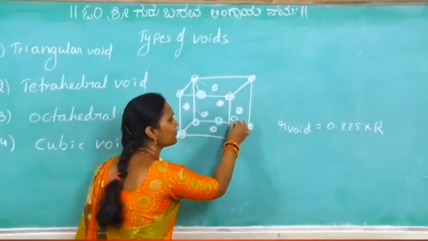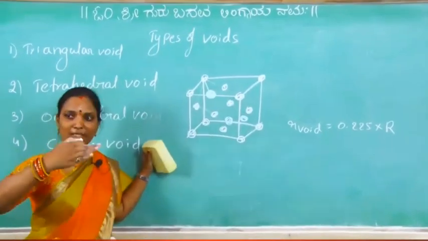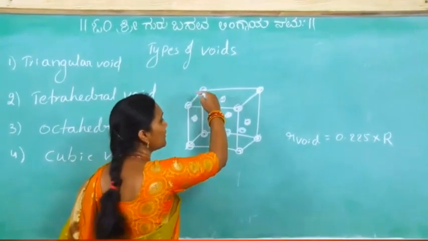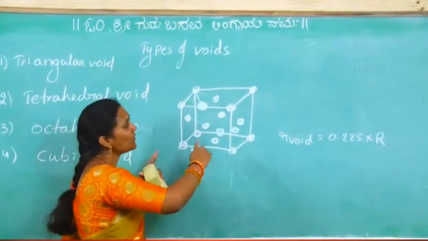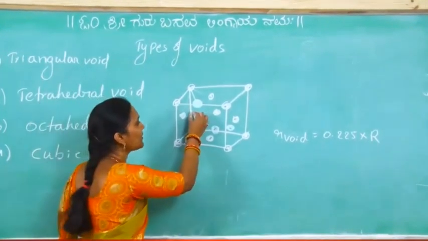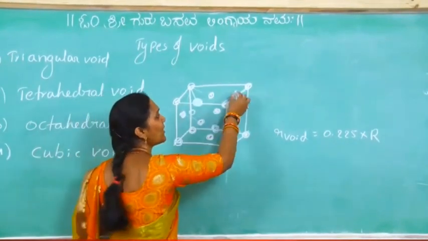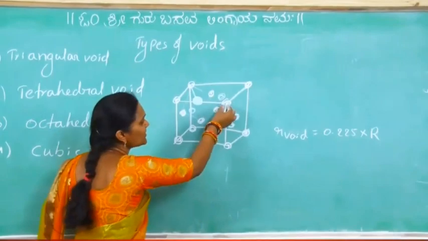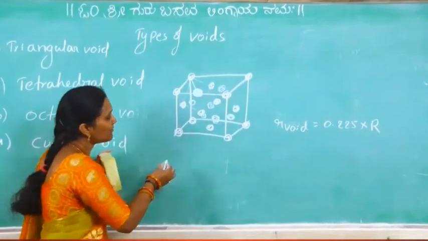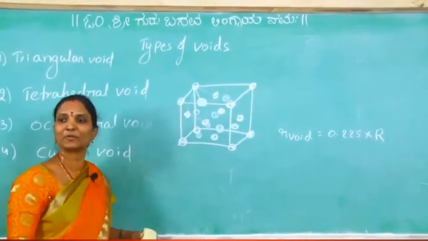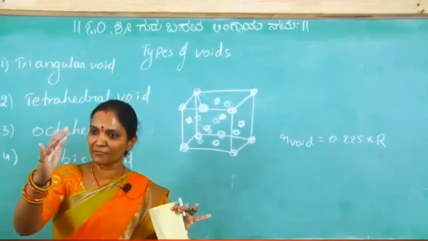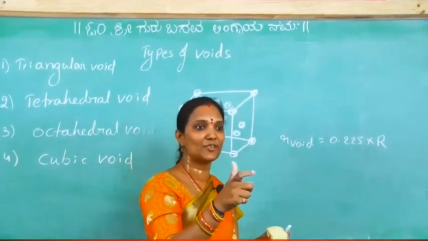From this corner also 1/4 distance. Take the body diagonal, here to here. In that body diagonal, at 1/4 distance, one tetrahedral void. How many like that? From every corner, 1/4 distance, one tetrahedral void. Total how many corners? 8 corners. From 8 corners, at 1/4 distance, a tetrahedral void is there.